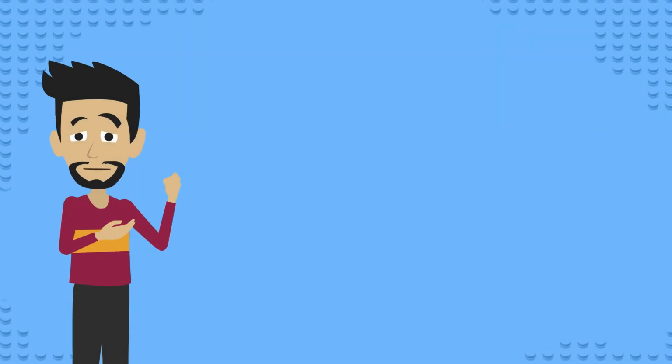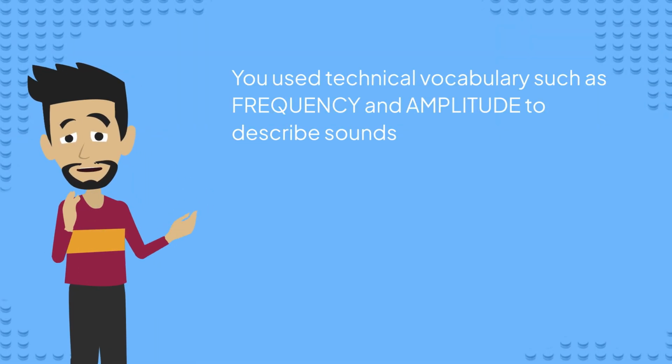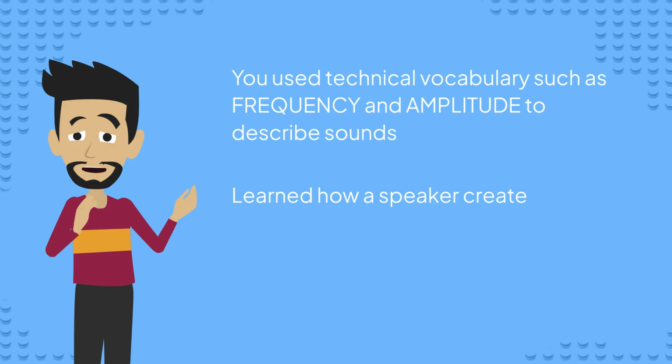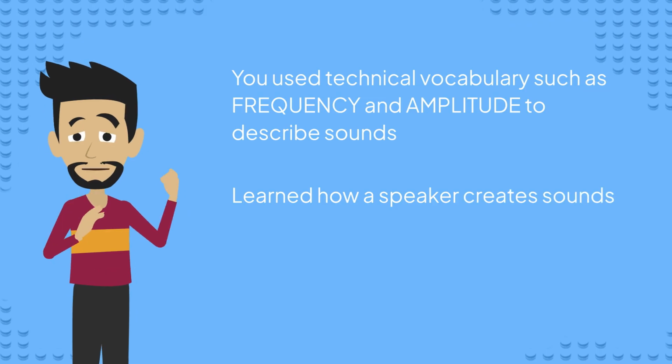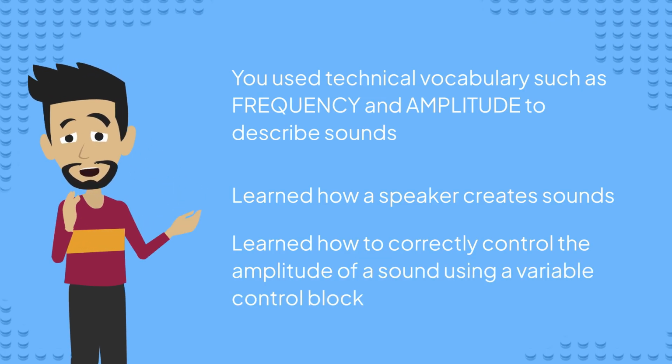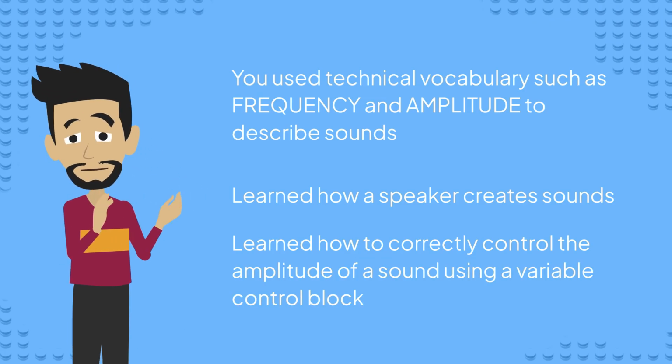Amazing job. In this video, we learned how to describe sound by its wave characteristics using words such as frequency and amplitude. We explained how a speaker functions and makes high and low frequency sounds. And we learned how to control the amplitude of our sound waves by installing a potentiometer as a volume control knob.